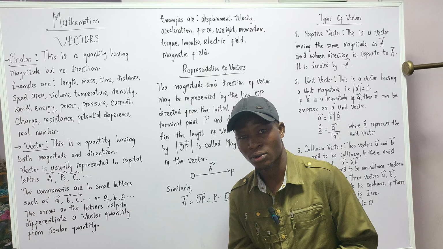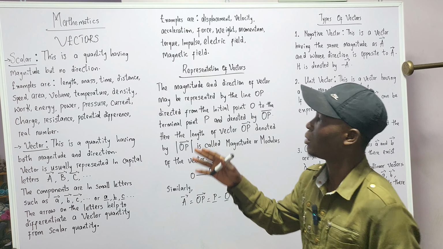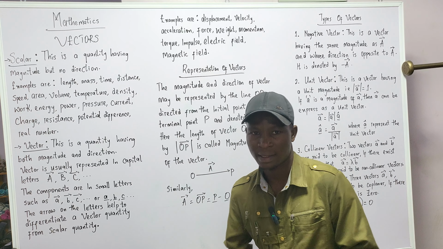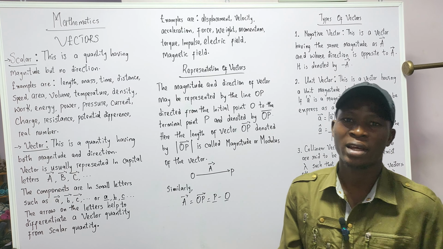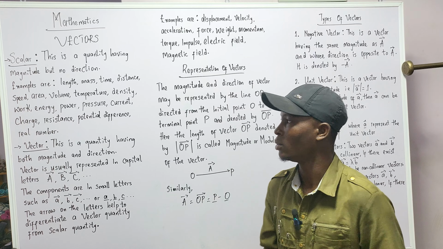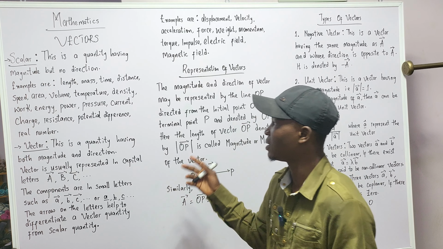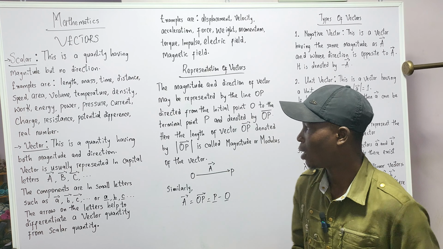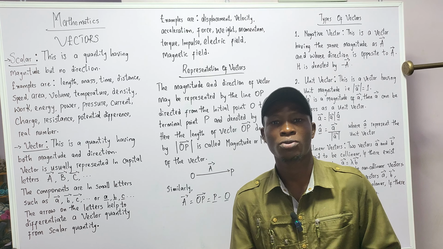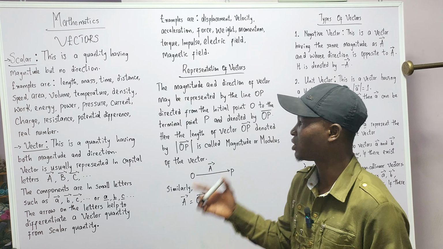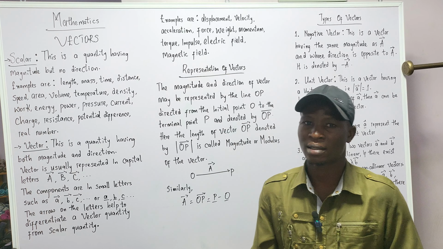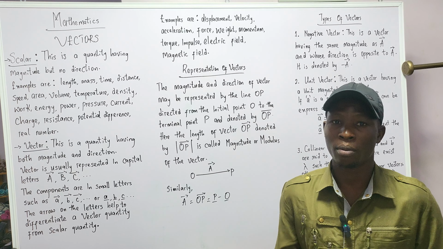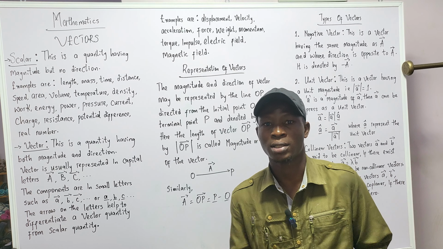So what are the examples of scalars? Examples are length, mass, time, distance, speed, area, volume, temperature, density, work, energy, power, pressure, current, charge, resistance, and potential difference. Then we also have a real number. A real number is also a scalar.